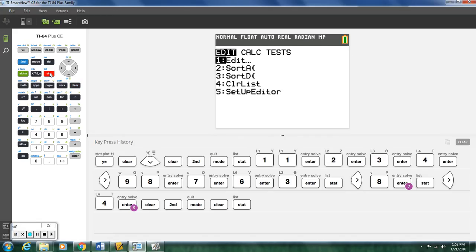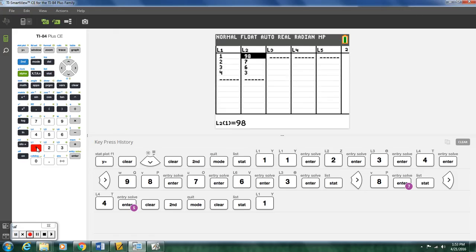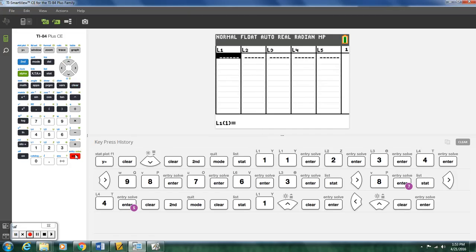Stat, and edit. We have to put the points in there. We got to tell the calculator, hey, these are the points that this line goes through. You might have something in there, and we got to clear it out. So remember, you go up to L2 and you hit clear and enter. Do not hit delete. Go over to L1 and hit clear and enter. And then we put those points in there.